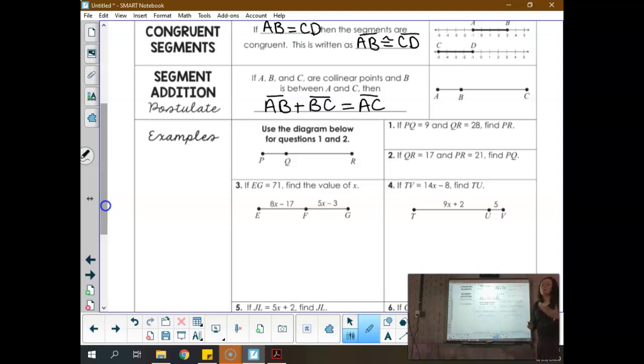Now, when it comes to writing it, here's what I always recommend for students. Your common point should be in the center. All right, your end points for A and C should go on the outside edges.